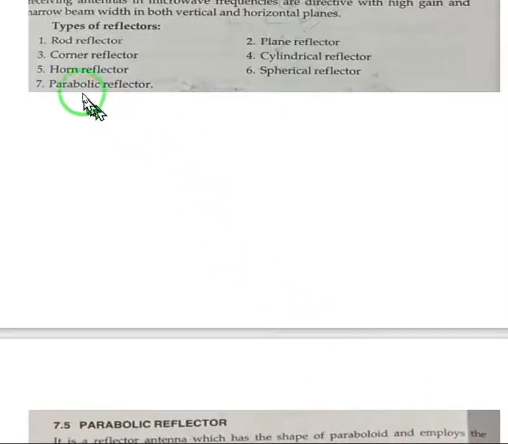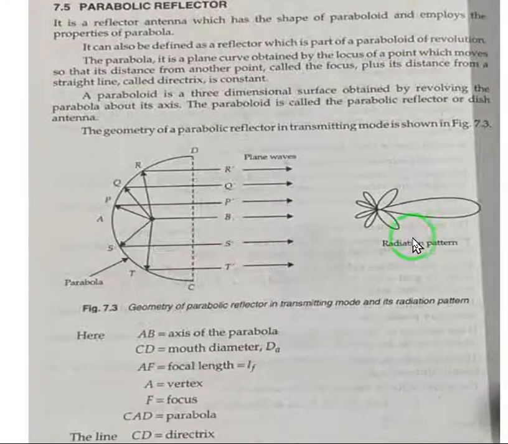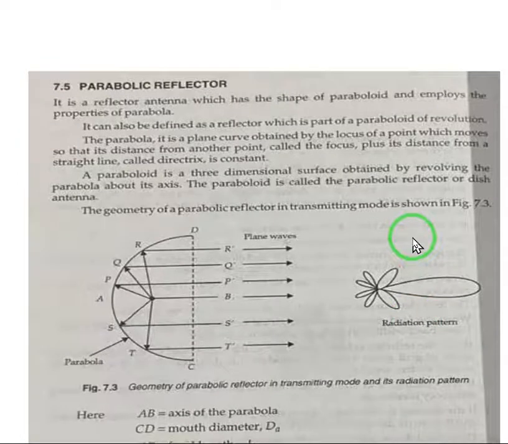The types of reflectors we have are rod reflectors, cone reflectors, horn reflectors, parabolic reflectors, plane reflectors, cylindrical reflectors, and spherical reflectors. We are much more interested in horn reflectors and parabolic reflectors, so we will focus on these two types only, as per our course outline. First, we talk about the parabolic reflectors.